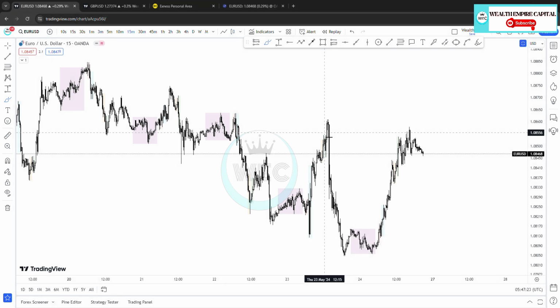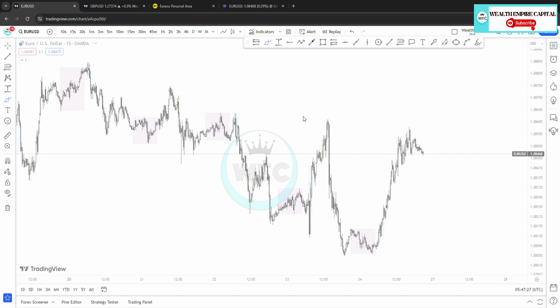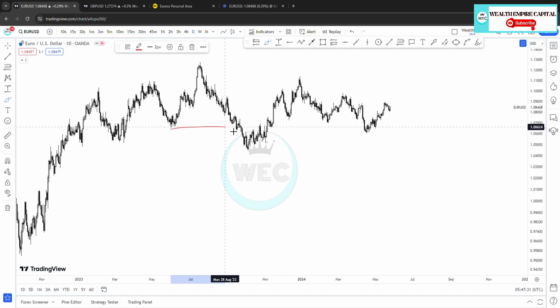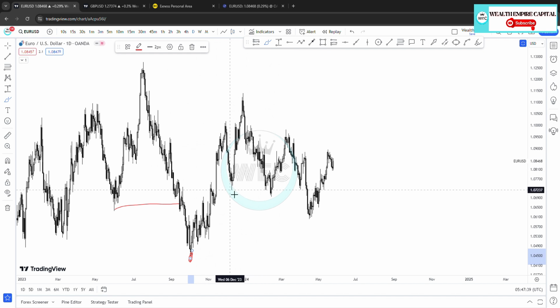Okay, so real quick, we're going to start from the higher time frame, which is daily. So on the daily, we are bearish with this break of structure over here, which means price is supposed to come to this low. Okay, and if you're watching here also, we had this beautiful break, which means price still wants to come down.